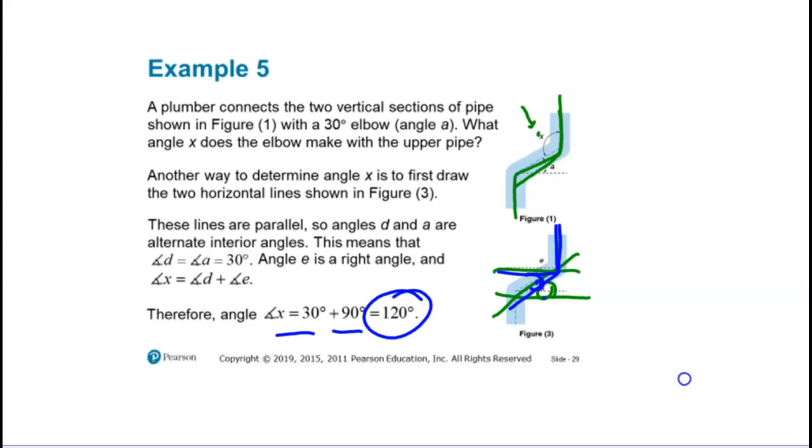Geometry is nice like that. It's a puzzle and depends on how you want to put it together. Just remember the basic rules, and you will be able to solve the problems.